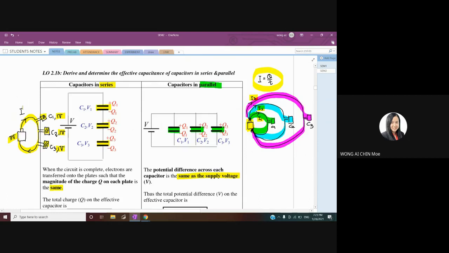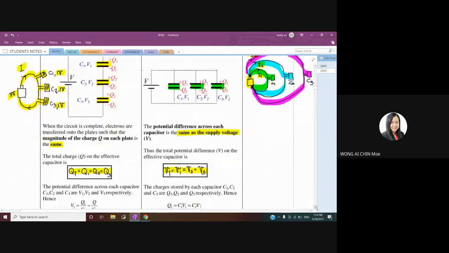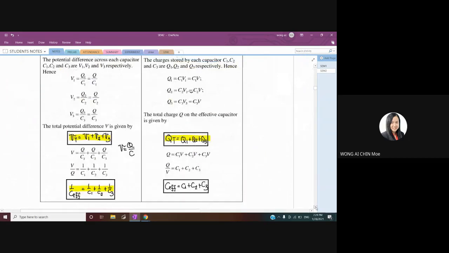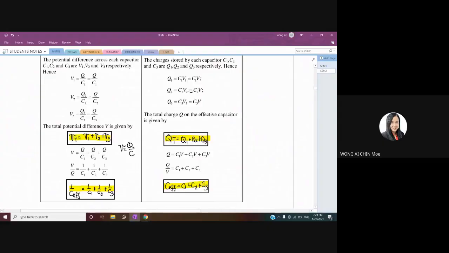If you compare with the series just now, when it comes out there is only one wire connected, so the charge flowing through C1, C2, and C3 is the same charge. But for parallel, our charge will split into 3. So Q1 plus Q2 plus Q3 totaled up will equal Q total. And finally, our C effective equals C1 plus C2 plus C3 for parallel.